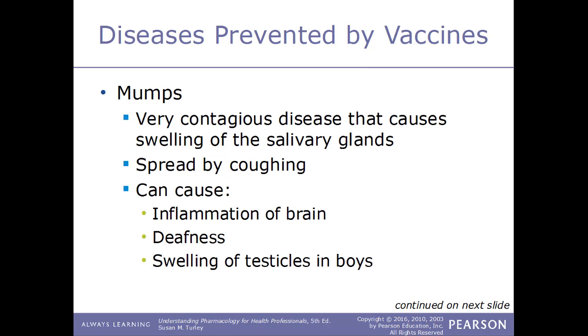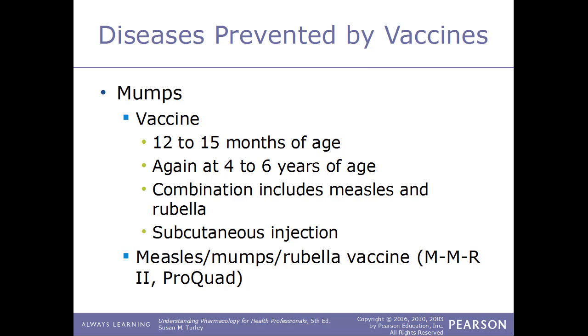Menveo. Another condition is mumps, a very contagious disease that causes swelling of the salivary glands. This is spread by coughing and can cause inflammation of the brain, deafness, and can lead to swelling of the testicles in boys. The vaccine for mumps is given between the ages of 12 to 15 months, and then again at the ages between 4 and 6.